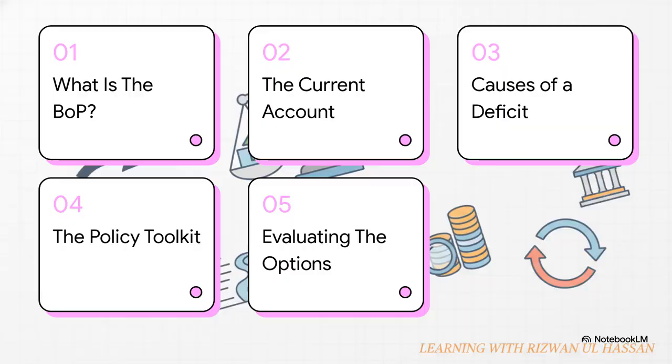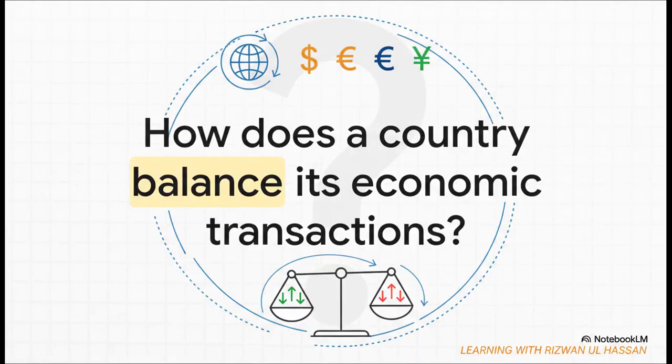Let's jump in. So this is the fundamental question, right? It gets to the very heart of international economics. And the answer is the balance of payments. It's the system that tracks every single pound, dollar, or euro that crosses the border, whether it's from a tourist buying a coffee or a massive company building a new factory. Let's see how it all works.